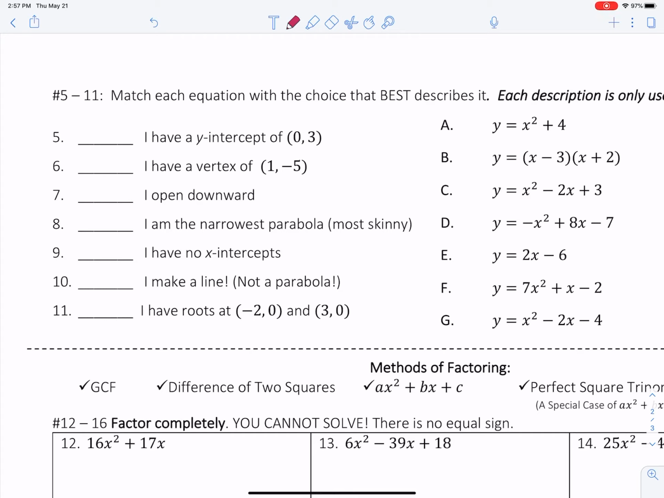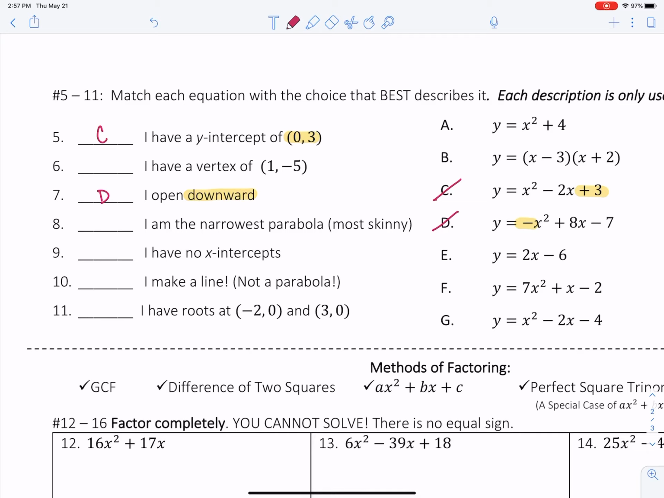So I have a y-intercept of 3. A y-intercept of 3. So I'm going to go through my equations, and this C is the only one where my constant is 3, meaning that I can say C. Cross that guy off. I have a vertex of 1, -5. All right, I'm going to come back to that one. I open downward. Okay, so if it opens downward, we know that it needs to have a negative leading coefficient. D is the only one with a negative leading coefficient. We can do that one.